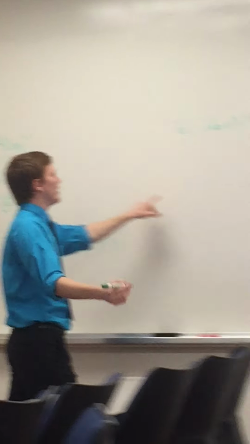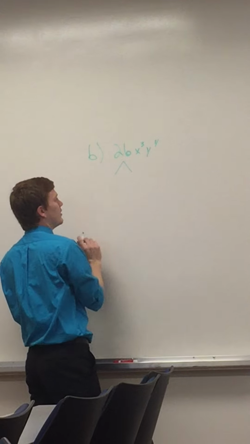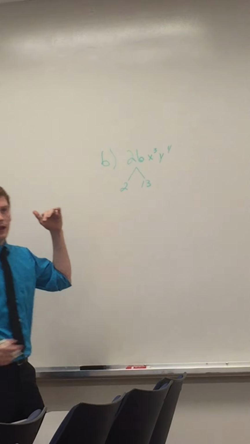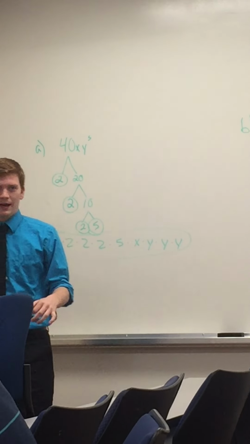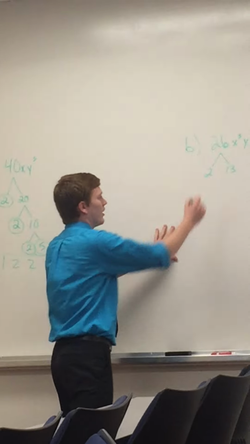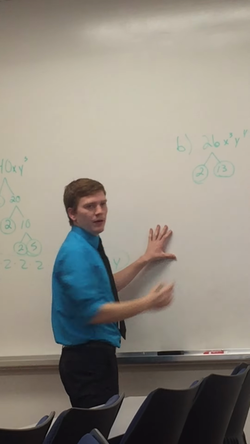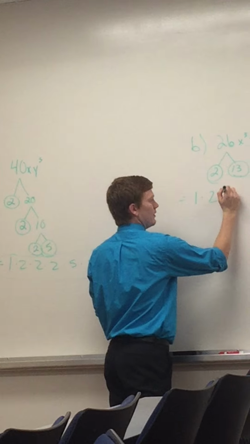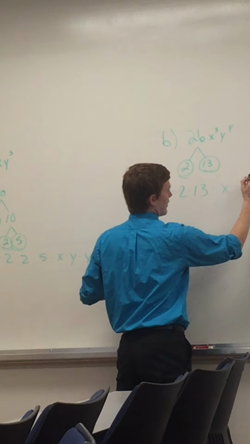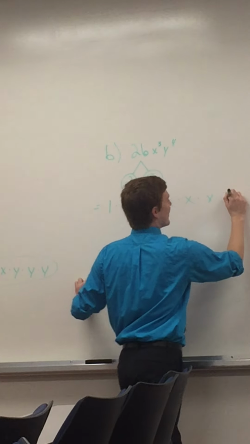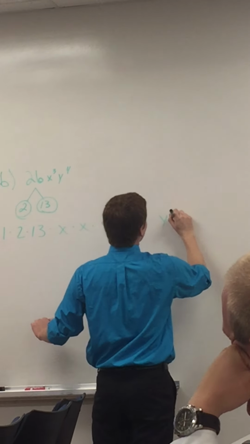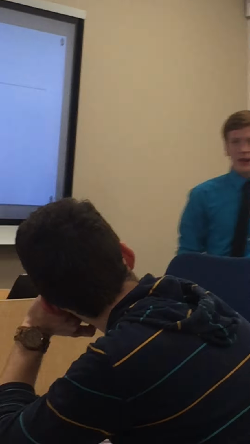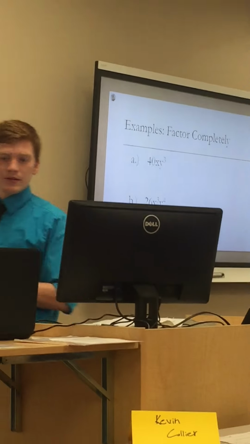Now let's go to the second one. Tree form, pretty simple. Divide by 2 because it's an even number. So we get 2 times 13. And then 13 is a prime number, so we cannot break that down any farther. So these are the only 2 numbers that we're going to have. So we got our 1 and then our 2 times 13 times x times x times x times y times y times y times y. So that's our completely factored form of these examples.